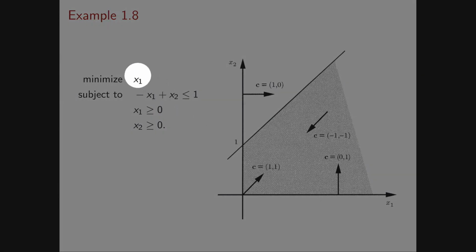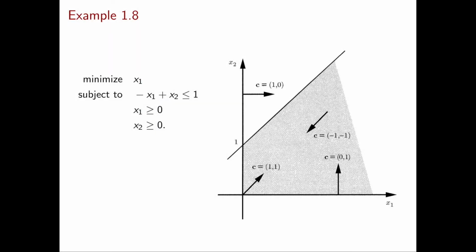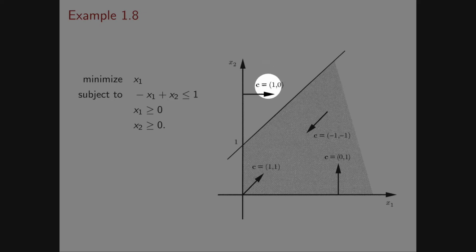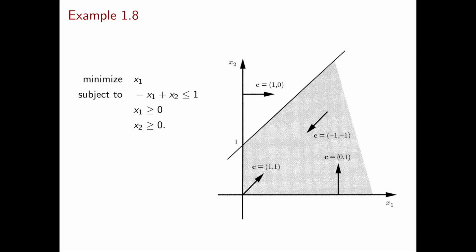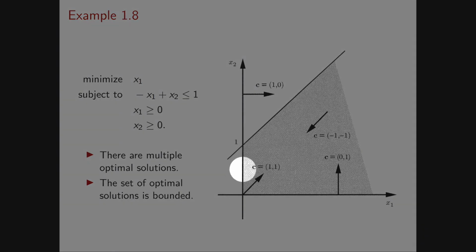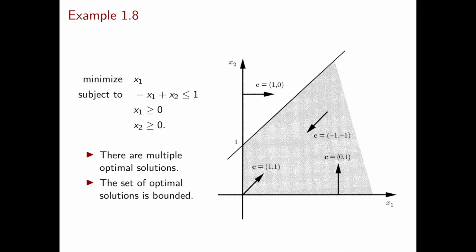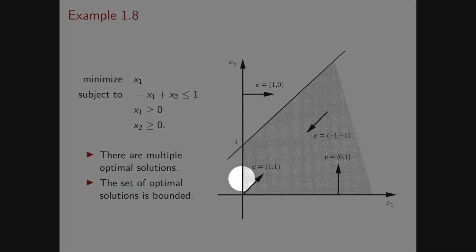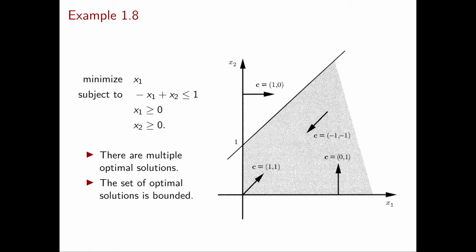However, what happens if we instead look at the objective function x1? So x1 gives us the vector 1, 0, which is visualized here. The lines orthogonal to C are exactly the vertical lines, and we're moving left as much as possible. So the origin is still an optimal solution, but so is the vector 0, 1, and actually so is every point in the segment joining the two solutions we just talked about. So in this case, we have multiple optimal solutions. We have an infinite number of optimal solutions indeed, but the set of optimal solutions is bounded because it's this segment here, and so it doesn't extend to infinity in any direction.